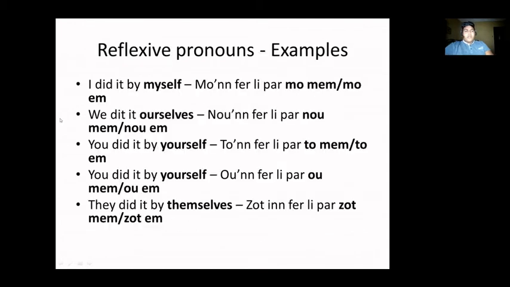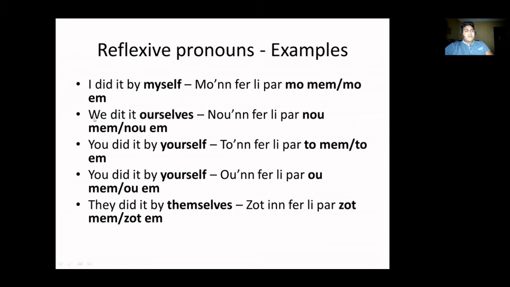Now, you have some examples here of the use of reflexive pronouns in Mauritian Creole. The first example is: I did it by myself. Mon feli por moi-même.